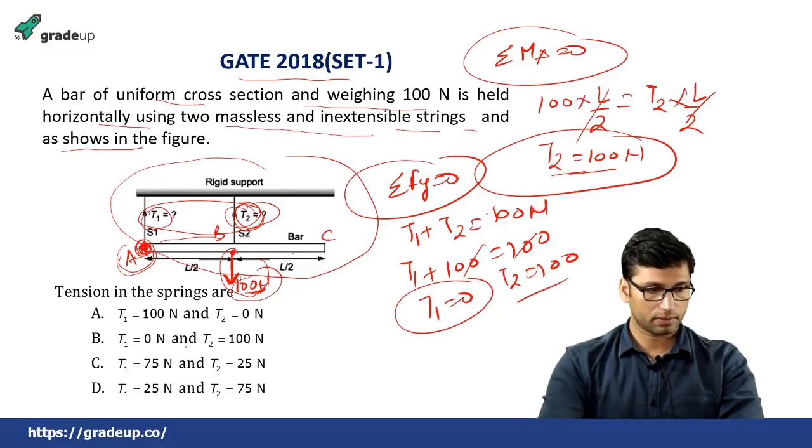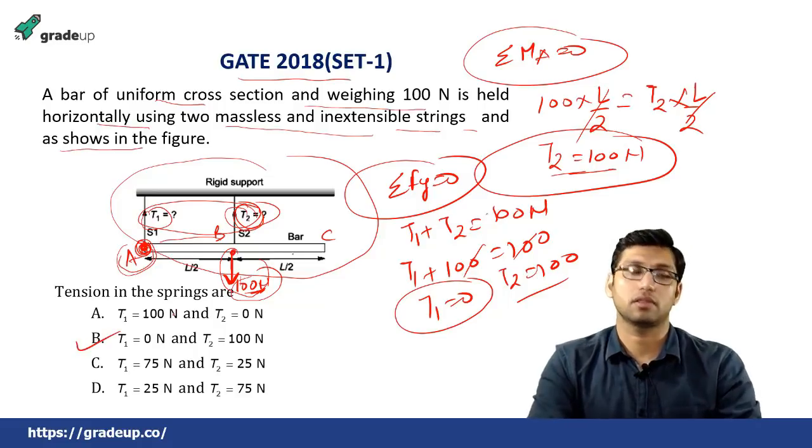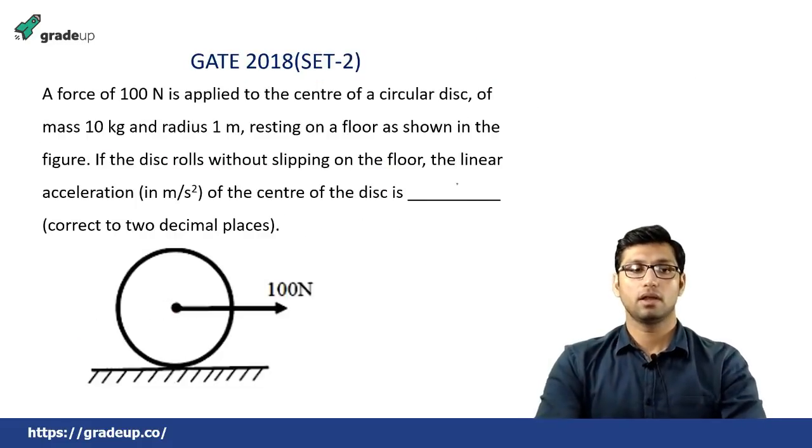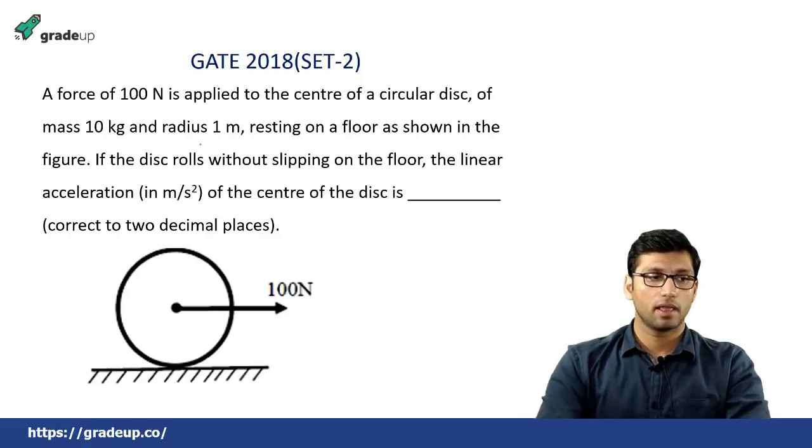So out of the given options, option B is the correct answer. Now this question is from GATE 2018 set 2.